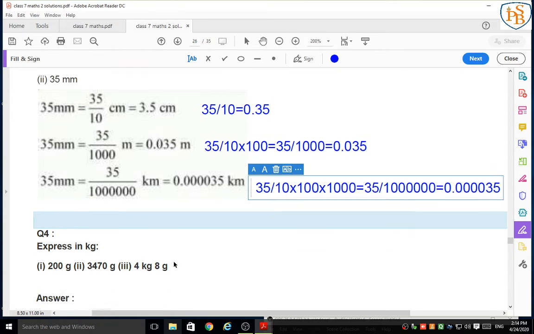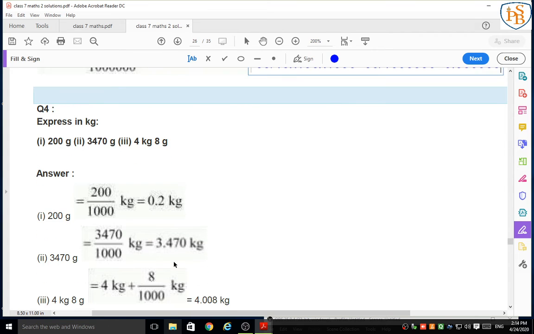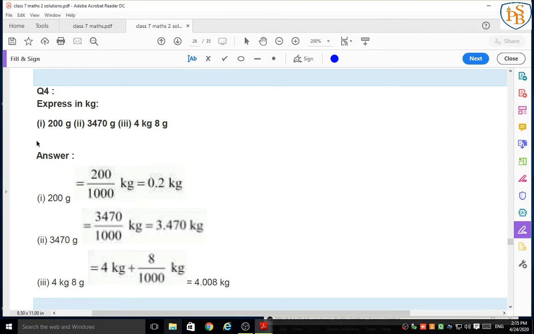Okay, in this way you have to solve question number 4. Write it in your rough notebook. Express in kg: 200 gram, 3470 gram, 4 kg 8 gram. Already I have solved this, you can refer to it also.